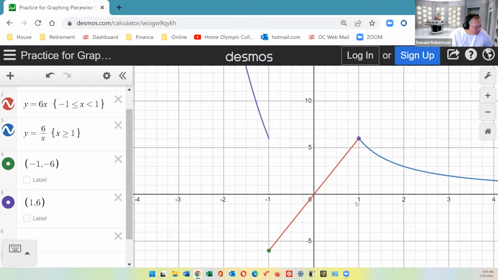Nothing else really going on in this picture. Would you agree that there isn't a problem at 1? Don't the two pieces meet up in the right place, right? So that would not be a problem. That would not be a discontinuity. Any questions about that? Are we good? Right.